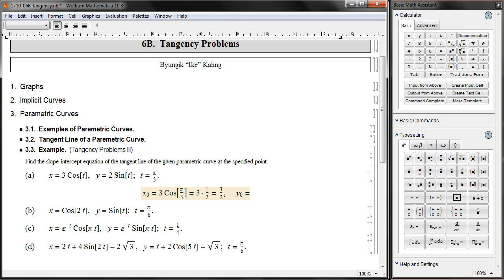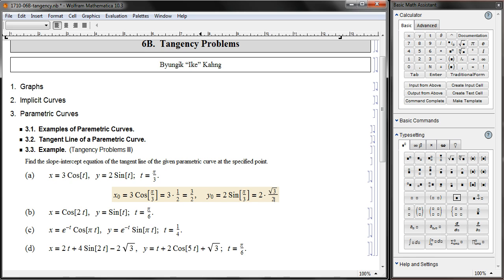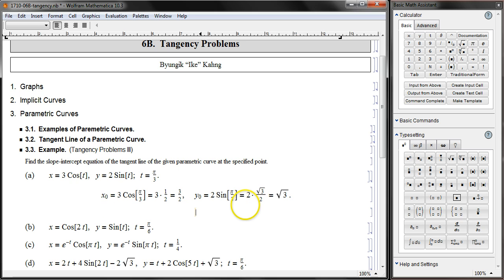What is y0? It's 2 sine of pi over 3, isn't it? Sine of pi over 3 is square root of 3 over 2, so this whole thing is square root of 3. So what do we have? x0 is 3/2, y0 is square root of 3. In short, we'll anticipate this as the final answer.